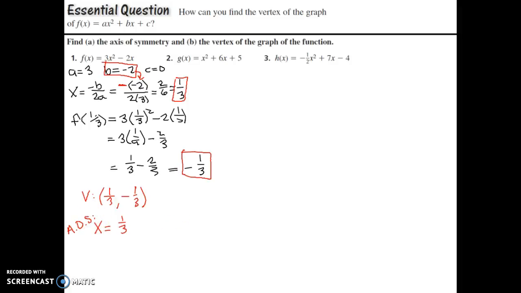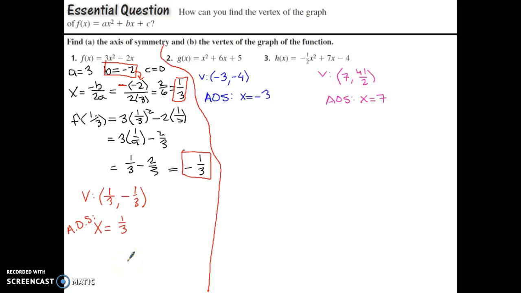If you need more time on number 2 and 3, go ahead and take a second to pause the video and take as much time as you need. In just a moment, I'm going to go ahead and put up the answers for numbers 2 and 3. For number 2, I got a vertex of -3, -4, and an axis of symmetry of -3. For number 3, I got a vertex of 7 and 41/2, or 20.5, and an axis of symmetry where x equals +7.